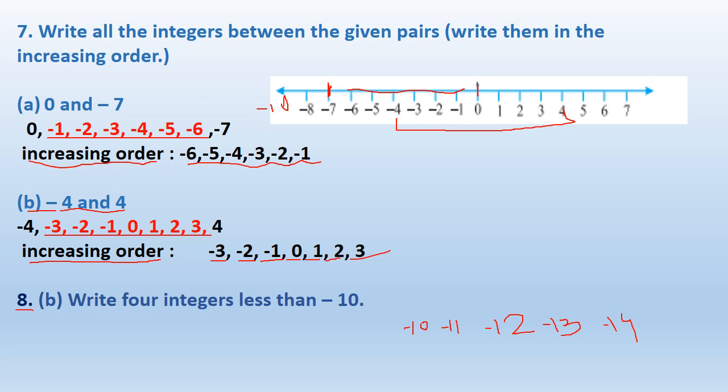If I place the sign here, then I'll get minus 10, minus 11, minus 12, minus 13, minus 14 if you go to this direction. As we are moving to this direction, we'll get the numbers in decreasing order, means less than minus 10. So here the answer is minus 11, minus 12, minus 13 and minus 14.